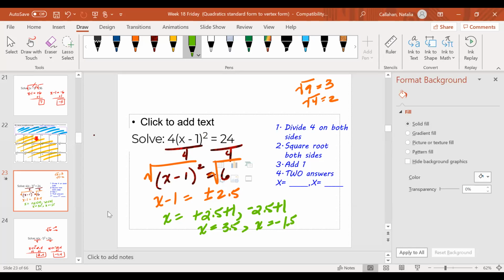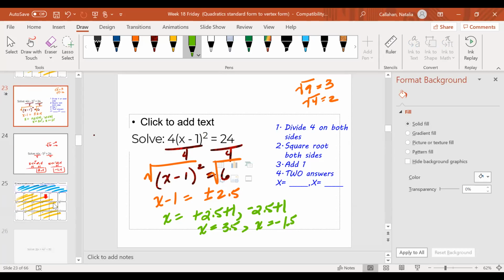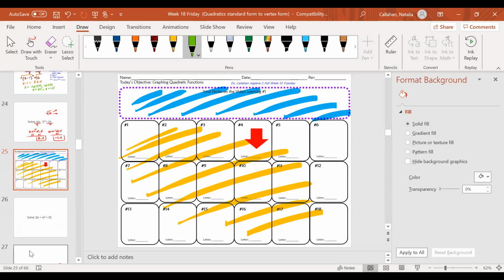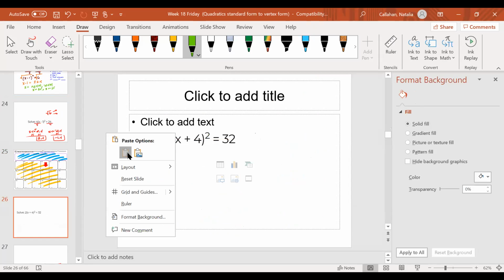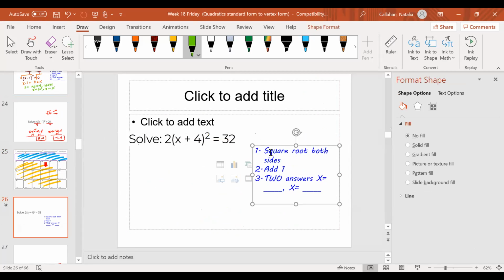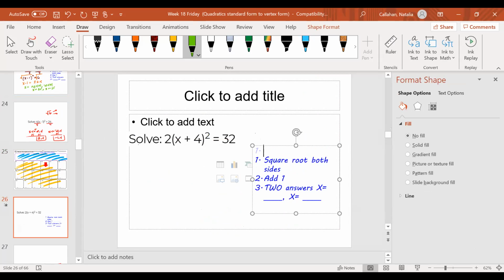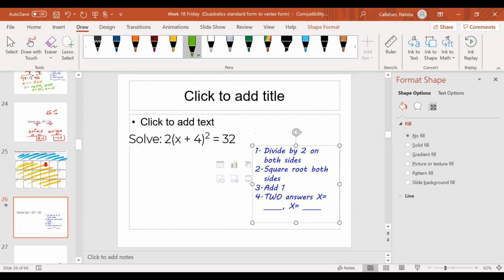So two different answers once again. All right, let's go on to the next one. You should be on number 4. Copy this one down. With number 4, you will have to get rid of the 2 first, so divide it by 2 on both sides. Then you're going to take a square root, and then afterwards you are going to subtract 4 on both sides and end up with 2 different answers.